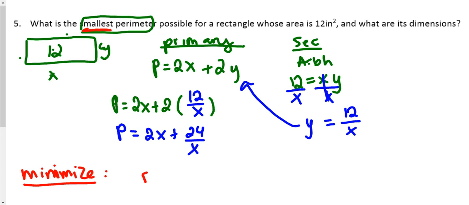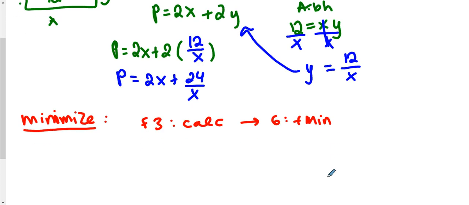So in my calculator, I'm going to use the F3 function. That's my calculus settings. And then to minimize, it's the 6th option, so you can scroll down or you can just type a number 6 for F minimum, the function's minimum. So on our screen, what we're going to type is F min will already be there. And then we'll have 2 times x plus 24 divided by x.